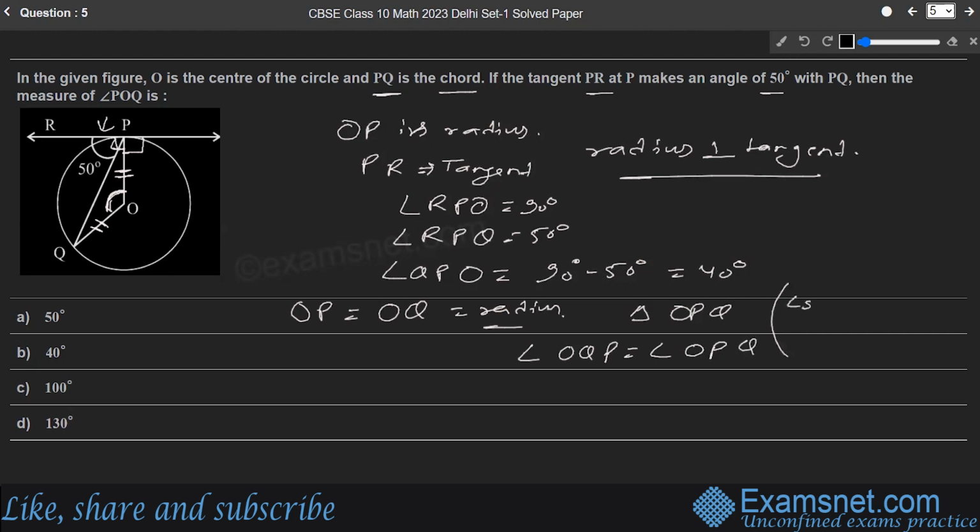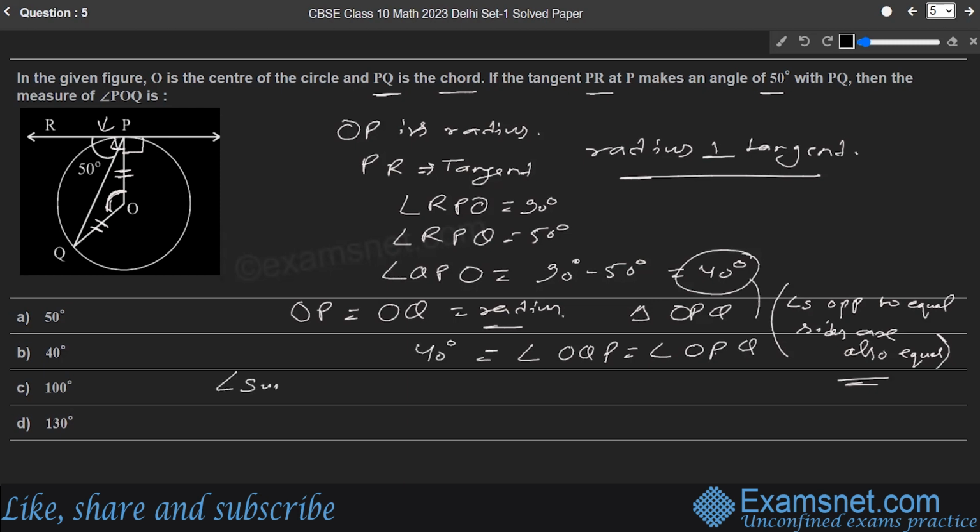What can we write about this? Angles opposite to equal sides are also equal. So that's why angle OQP is equal to angle OPQ. Angle OPQ is the same as QPO, which we have just calculated to be 40 degrees. So we can write both these angles are equal to 40 degrees.